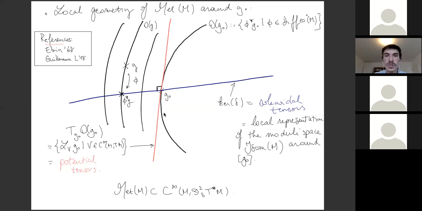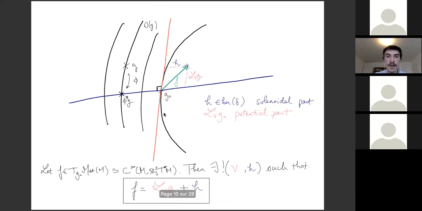All right, just another comment. If you take a symmetric two tensor F, you can see it as a tangent vector to the space of all metrics at the point G0. A symmetric two tensor can really be seen as a tangent vector at G0.